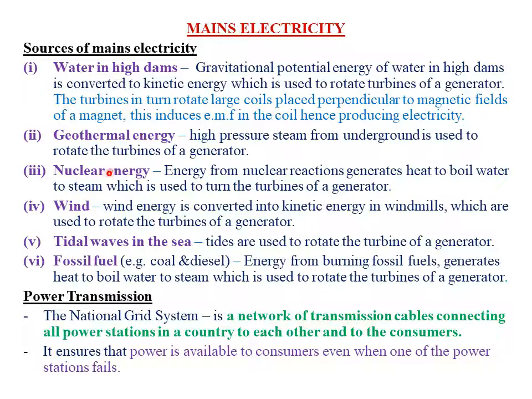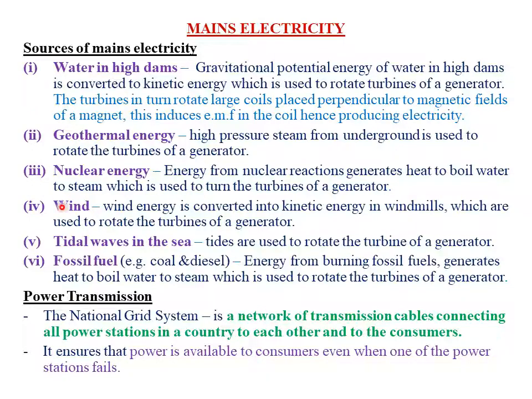Then the third source of mains electricity is nuclear energy, whereby energy from nuclear reactions generates heat used to boil water to steam, of course, under very high pressure. When the steam is under very high pressure, it is used to turn the turbines of the generator. Remember, the turbines of the generator in turn rotate large coils placed perpendicular to the magnetic fields of the magnet. So this induces EMF in the coil, hence producing electricity.